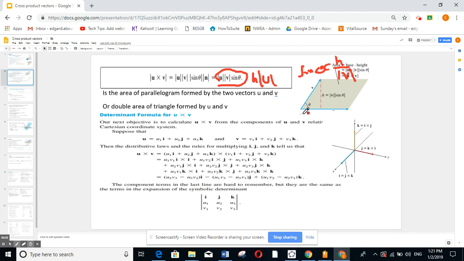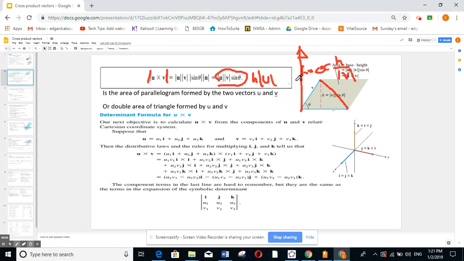Height times u, this is the height and this is vector u, is nothing else, as you all know, than the area of a parallelogram. So the norm of u cross v, the measure of this vector perpendicular to the plane, is nothing else than the area of the parallelogram formed by the vectors u and v. If I'm going to talk about a triangle, since a triangle is half the area of a parallelogram, to find the area of the triangle it will be 1 over 2 times the norm of u cross v.